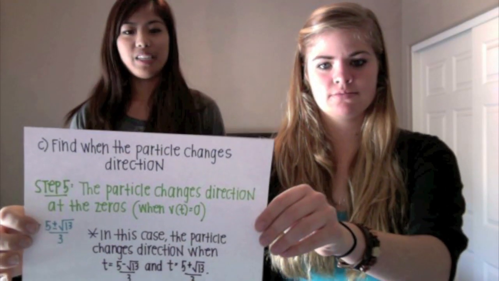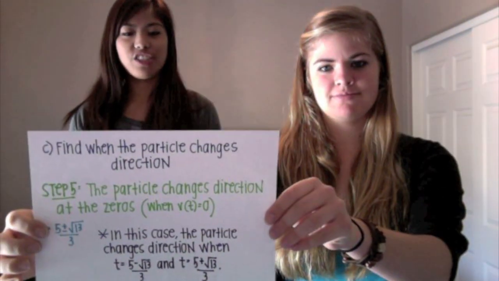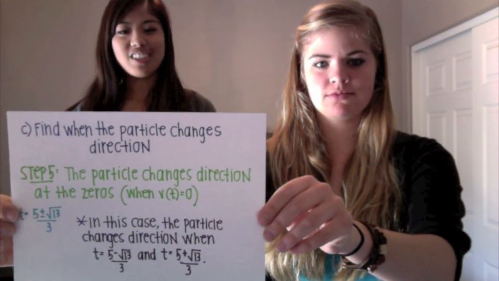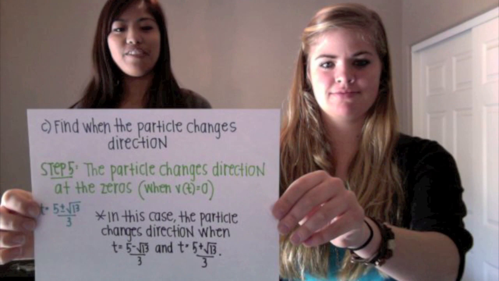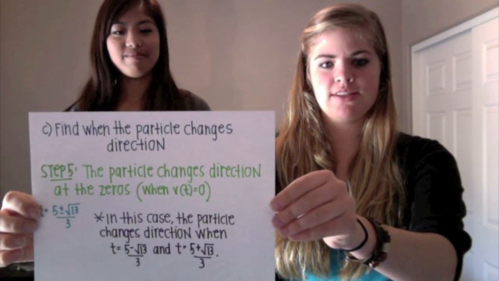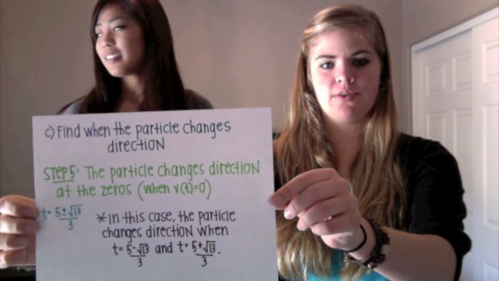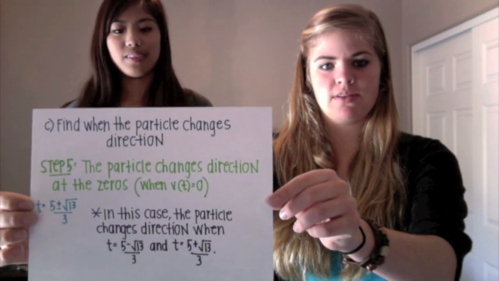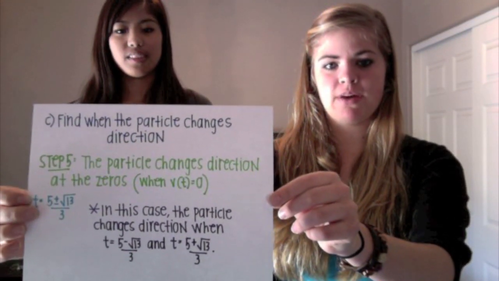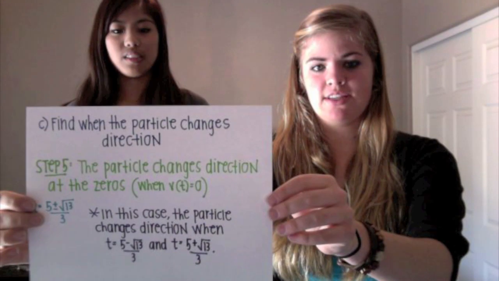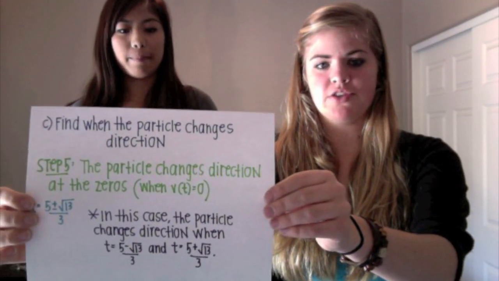For part C, we need to find when the particle changes direction. The particle changes direction at the zeros, when v of t equals 0. So in this case, we found that for v of t equaling 0, the zeros come out to be (5 plus or minus square root 13) over 3, which in this case is where the particle changes direction.